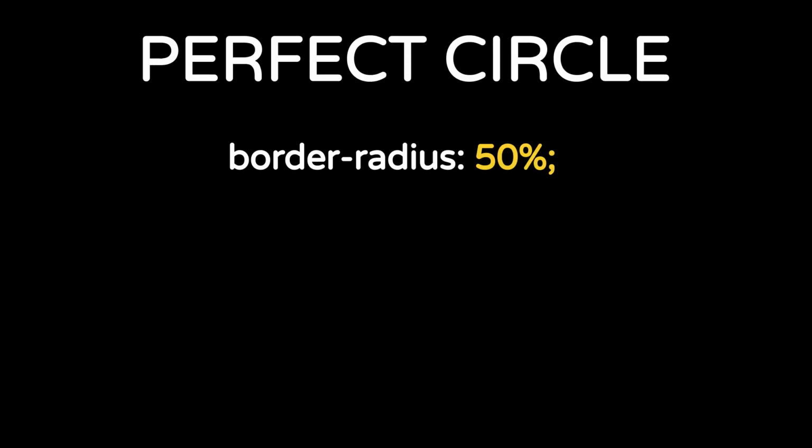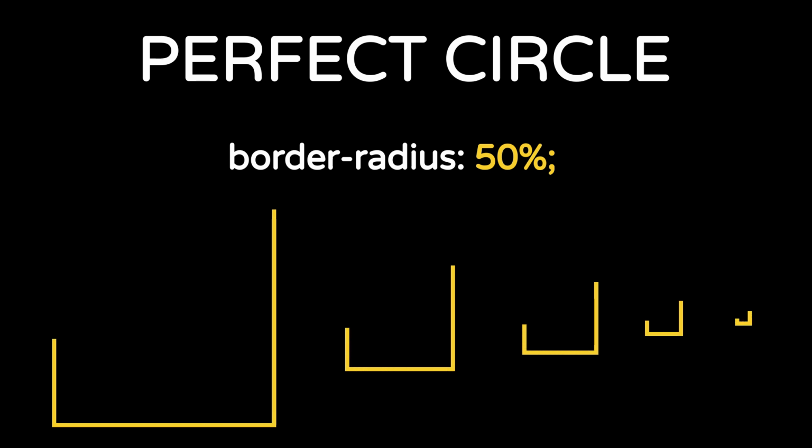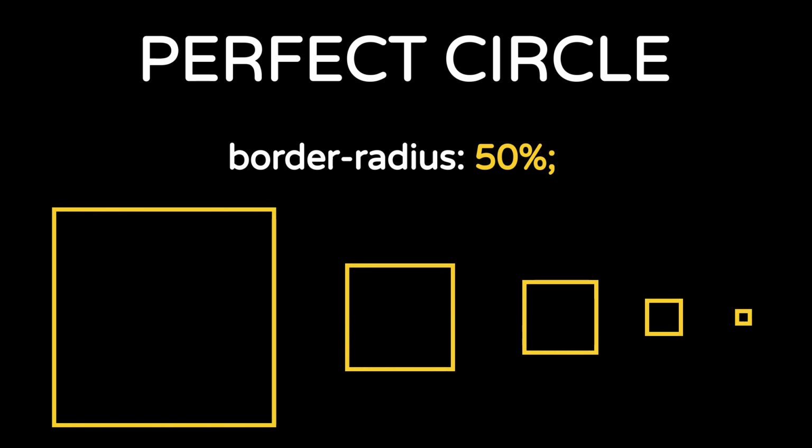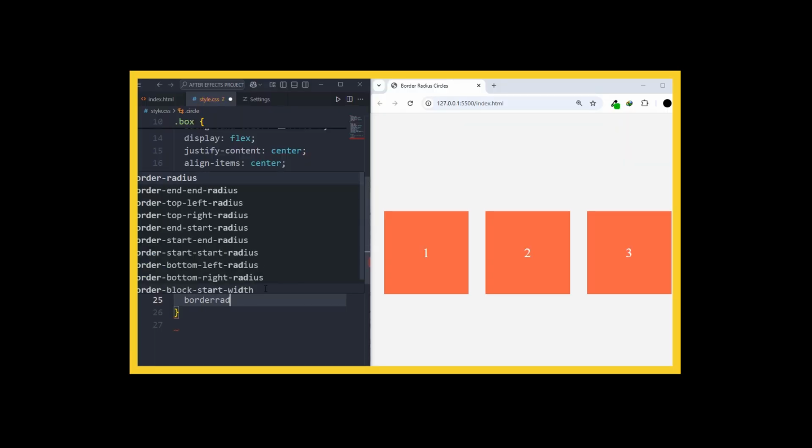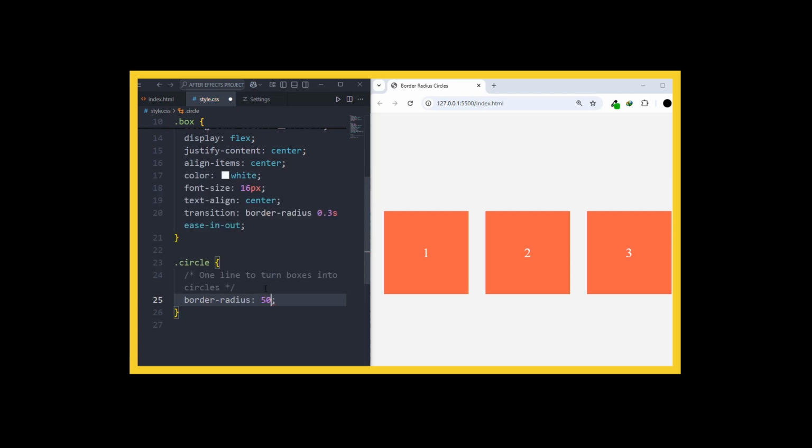To create a perfect circle, set the border radius to 50% while ensuring the element has equal width and height. Check this out. Try playing around with different values and see how they change the appearance of your elements.